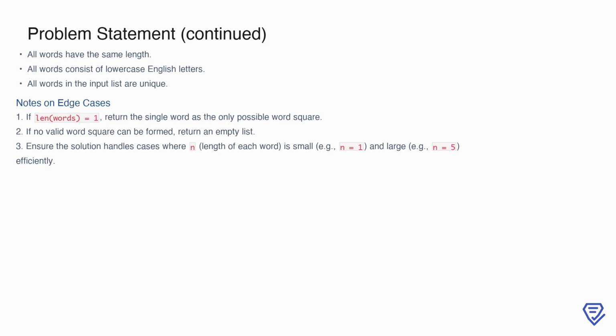For edge cases, if the list contains just one word, that word forms the only valid word square. If no valid square can be constructed, the output should be an empty list. The solution must also efficiently handle small grids, such as n equals 1, and larger grids, up to n equals 5, ensuring scalability within these limits.